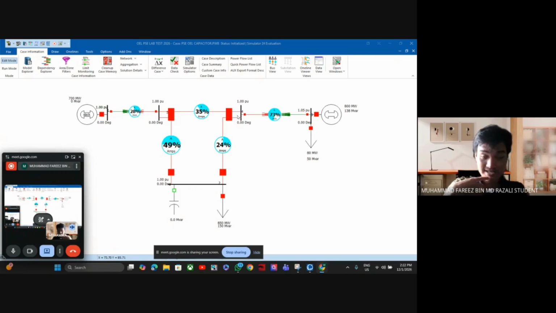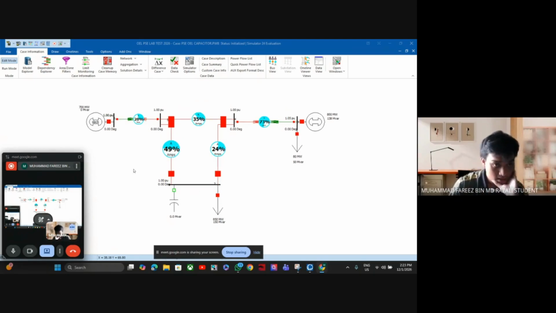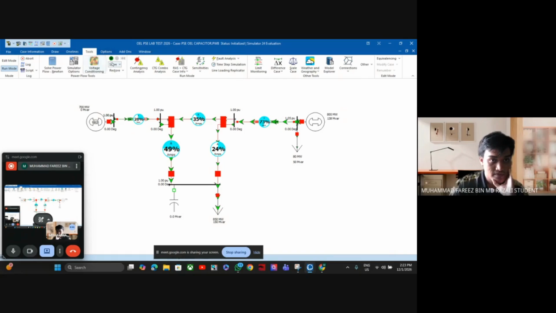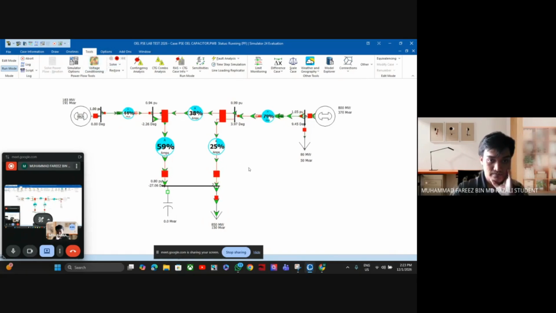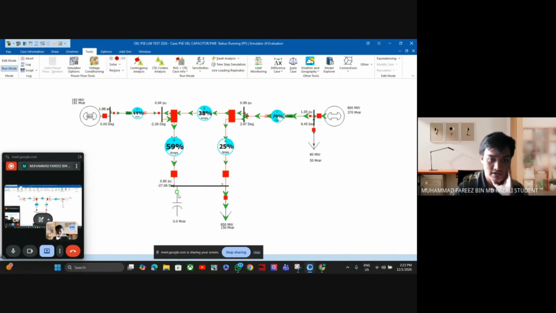So let's get started. For the first one, we start with case one, the system before there is a shunt capacitor. Let me run it first. Okay, here we go. So this is without the shunt capacitor. I already turned it off.